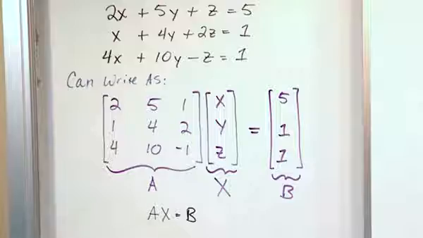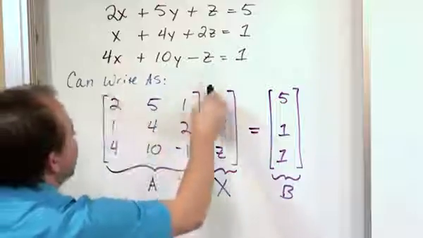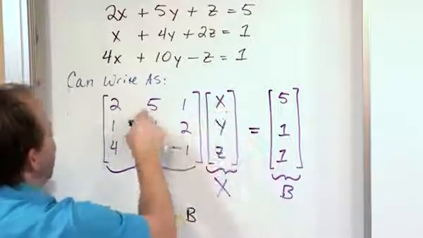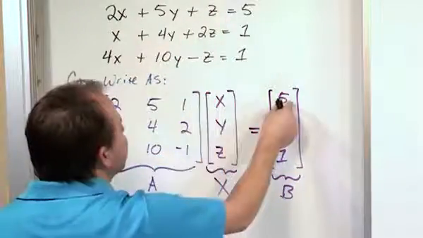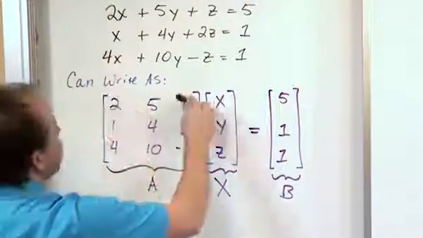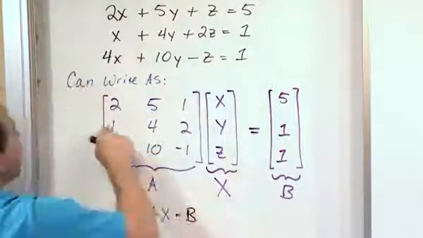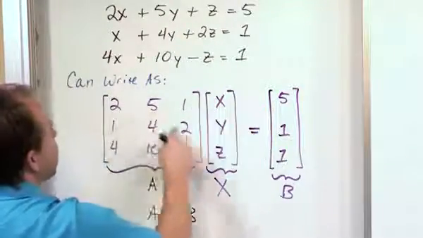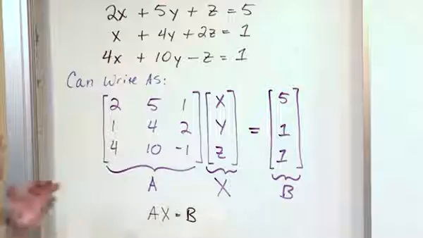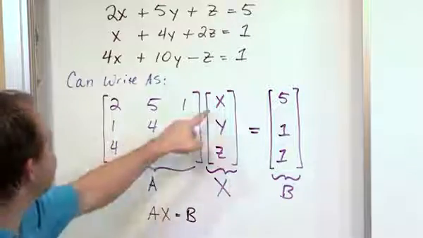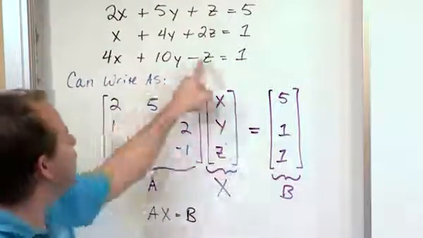All right? Now, why is this representation equivalent to this? Because if I multiply this out, I'm going to go over and down. So 2 times x plus 5 times y plus 1 times z. That's over and down. That's exactly what the first equation is. It's equal to the first number up here, 5. So if I go over and down, I've basically replicated this first equation equals 5. If I go over and down here, 1 times x plus 4 times y plus 2 times z over and down equals 1. I've replicated the second equation. And also for the third equation, over and down, 4 times x plus 10 times y minus 1 times z is equal to 1. That replicates the third equation.